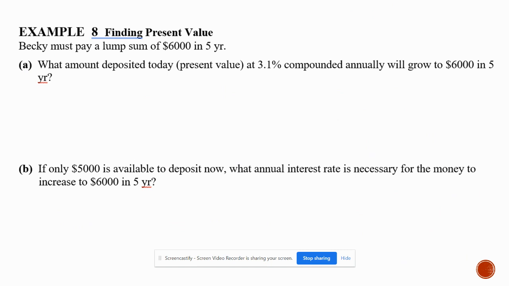Finding present value means we are finding P. We know A. I know I want to have this much money in 10 years to be able to buy a house or put a down payment on a house or something. And so if I know my end goal, I can figure out how much I have to put in the bank or money market or whatever it is that I'm investing in to be able to get that amount.